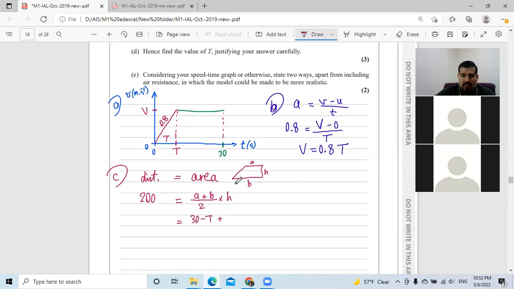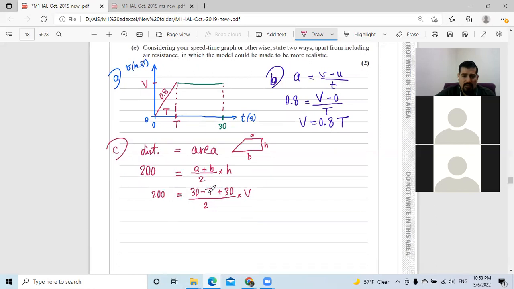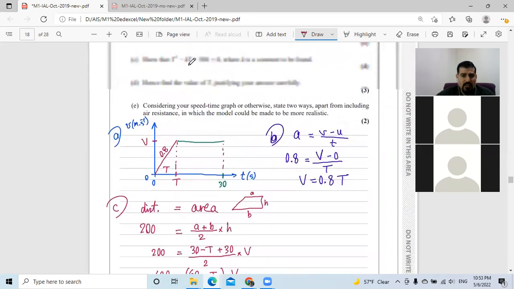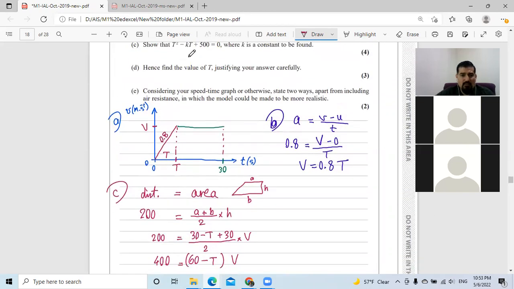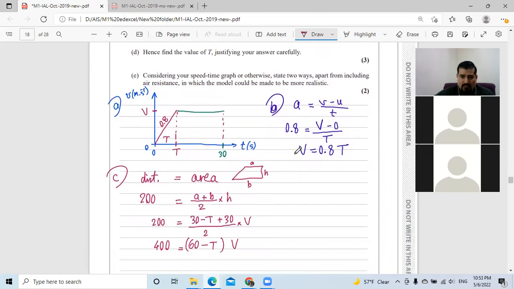plus the time for what? For the whole base here, which is 30, divided by 2, multiplied by the height, which is v. All of this is equal to 200. Okay, 30 plus 30 is 60, minus t, let's do cross multiplication. All of this is equal to 400, and all of this is multiplied by v, and we know that v is equal to 0.8t. I'm going to reach a quadratic equation in terms of t. So I'll substitute this v in this equation here.